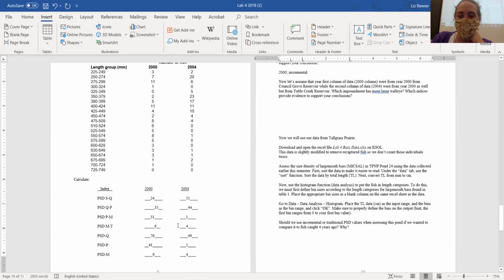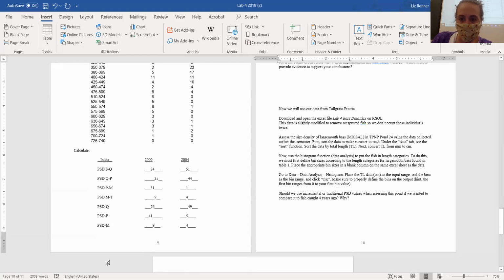Okay, so now we're going to use our Tallgrass Prairie data. Hopefully you guys already have this Lab 4 bass data downloaded. This one has bins. I think this is the one we're supposed to use. Okay, it says download and open. This data is slightly modified to remove recaptured fish, so we don't count those individuals twice. It's saying assess the size density of largemouth bass in pond 24 using the data collected earlier this semester.